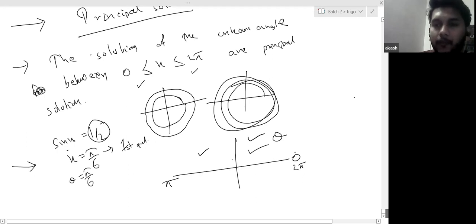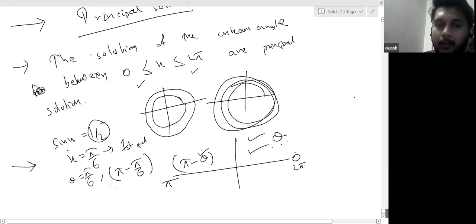Whenever you are trying to find the answer in the second quadrant, use pi minus theta. In the first quadrant theta, in the second quadrant pi minus theta. So theta is pi by 6 here, so the other answer will be pi minus theta, so pi minus pi by 6, so 5 pi by 6. In the third quadrant, sine is negative. Fourth also, sine is negative. So we'll only have two answers.